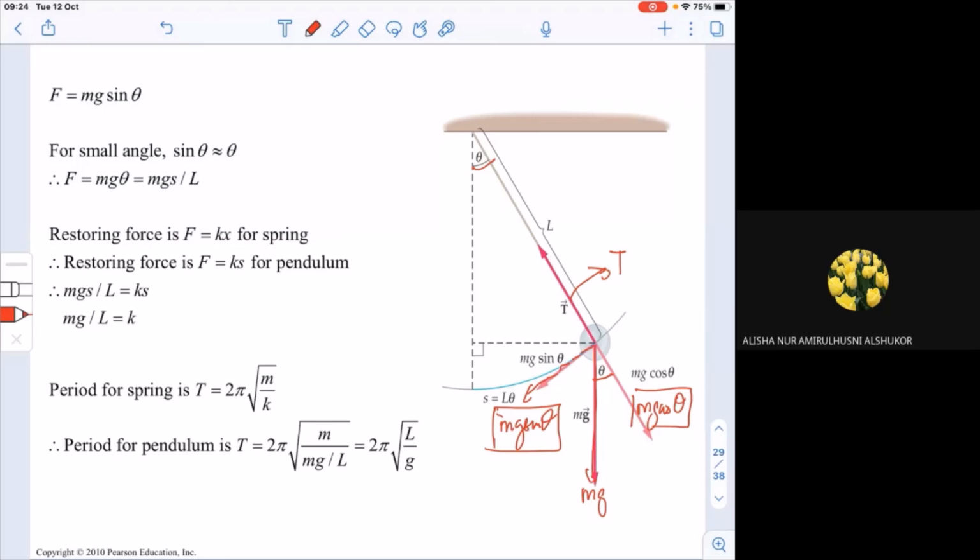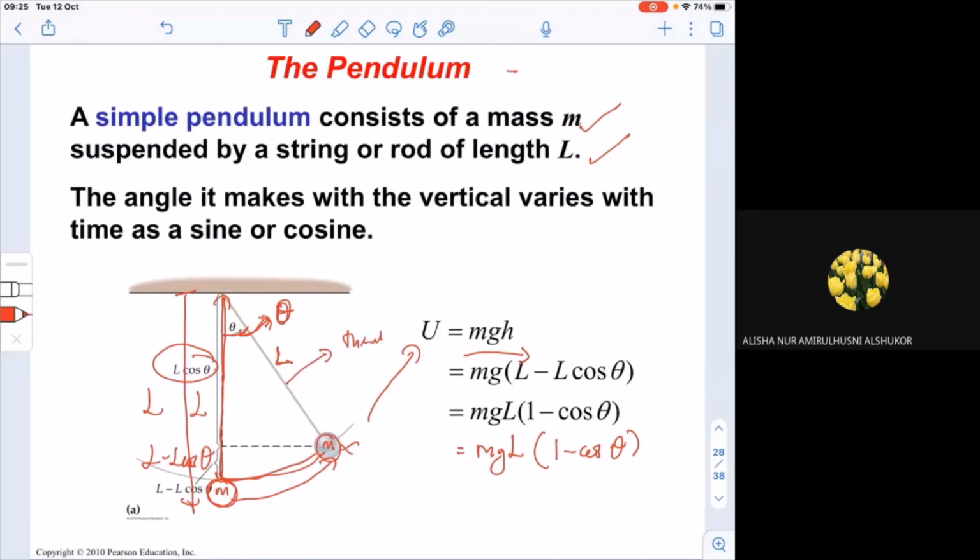So F is equivalent to mg sine theta. Why is F equivalent to mg sine theta? Because due to this part the mass will go down, so we get mg sine theta. But in order for sine theta to become theta, the angle must be really, really small. Until sine theta becomes just theta, because we have already defined the theta before this.